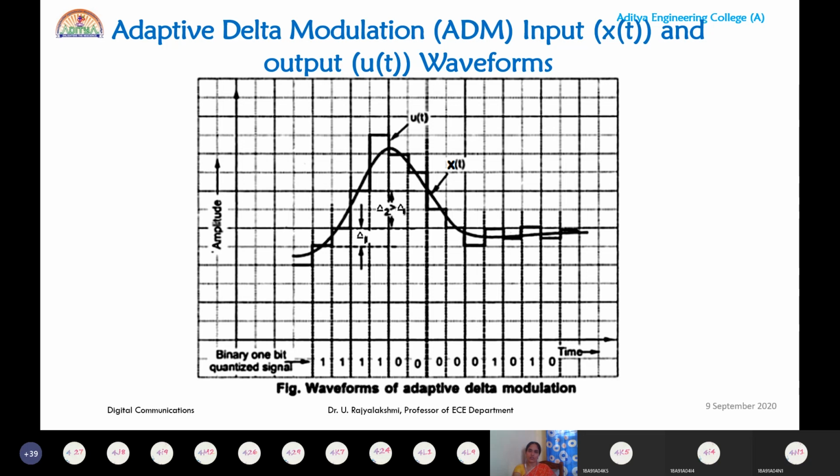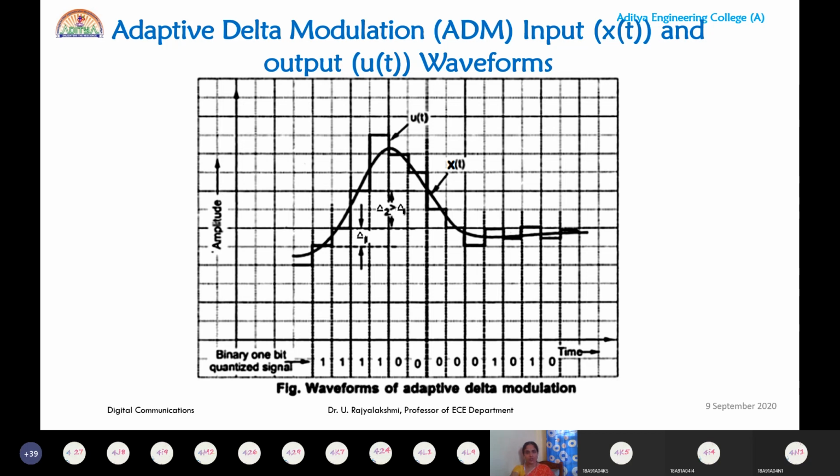The step size is made half to that of the earlier past sample step size. So like that you can observe the ADM waveform here, that is the input X of t, and the generated staircase waveform from the accumulator. Here, if delta 1 is the present staircase step and the amplitude of X of t increases, you can observe delta 2. Delta 2 is the step size for the increased X of t, so delta 2 should be higher than delta 1. That is nothing but the logic used for ADM.